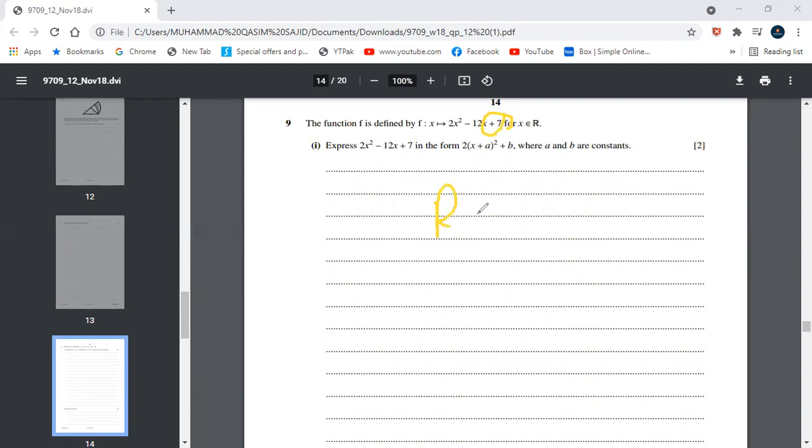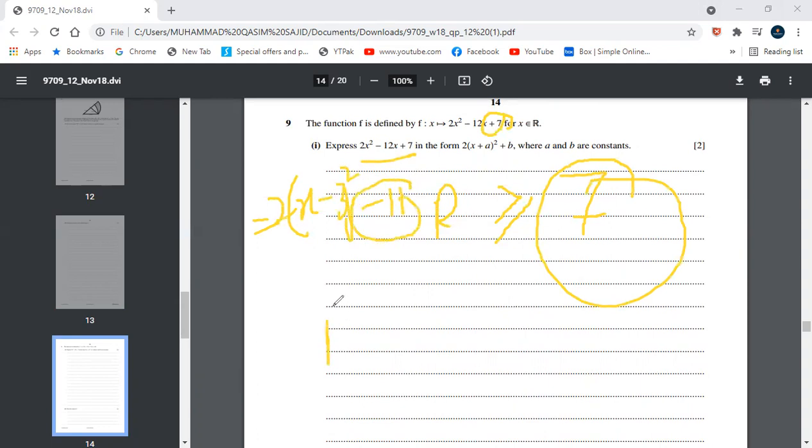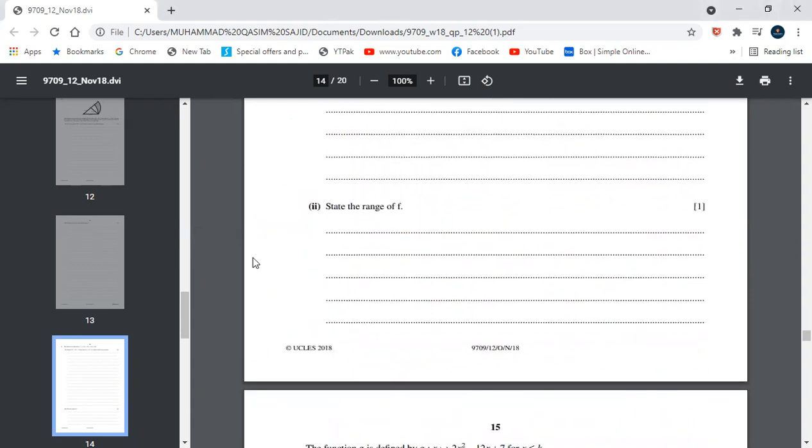So range must be greater than or equal to 7 plus the value that we added. Now for the last equation, this value equals 2 into x minus 3 whole square minus 11. So this value is basically the range. So range must be greater than or equal to minus 11. This is the answer. For this equation, this is the range, but for the simplified equation, minus 1 is the range. That is, the constant term is the range. This is the 1 mark question.